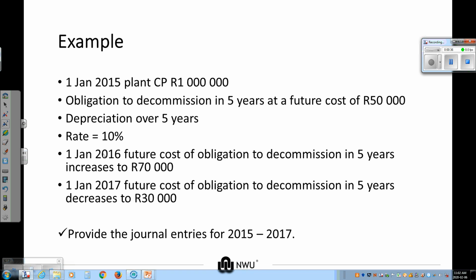1 year later, on the 1st of Jan 2016, the future cost of obligation to decommission in 5 years increases to 70,000. So that just means that at the end of 2019, I'm not going to pay 50,000 anymore. I now estimate that I'll pay 70,000. And 1st of Jan 2017, this changed then to 30,000. And they ask us the journal entries for the 3 years.